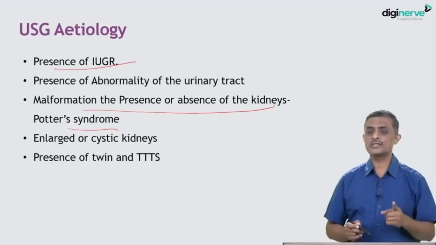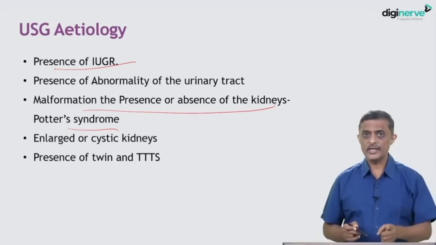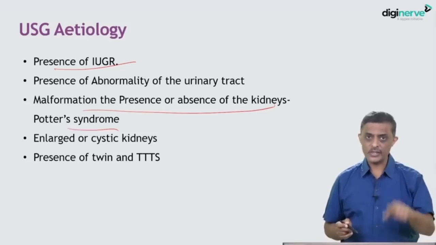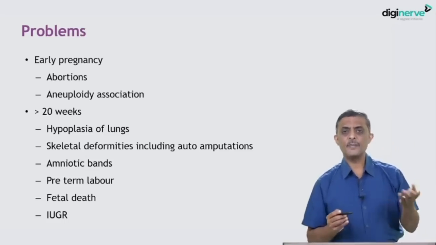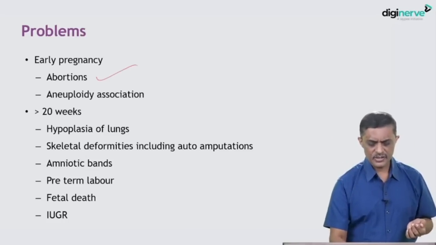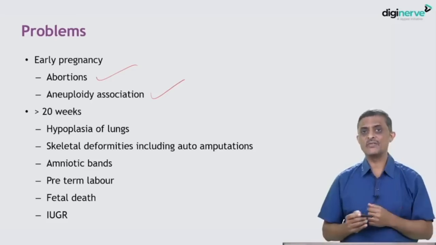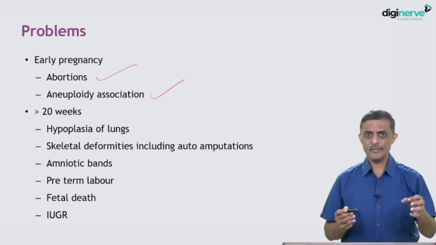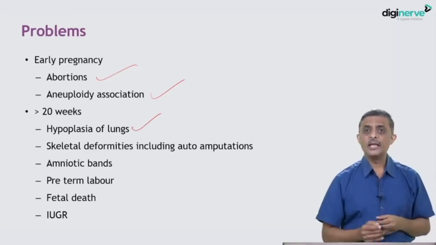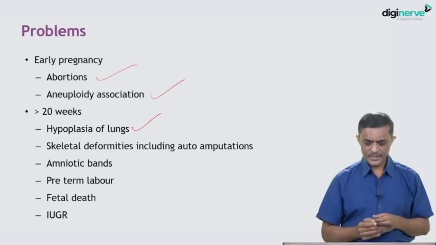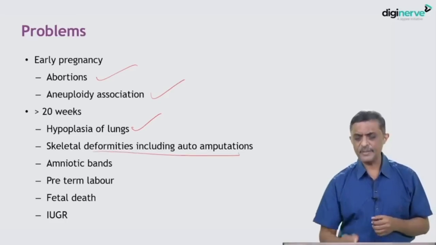So importance of ultrasound in oligohydramnios is it helps to diagnose oligohydramnios. It also helps sometimes to diagnose the cause for oligohydramnios. So what are the problems of oligohydramnios? Early pregnancy, it can result in abortion because of the association with aneuploidies, right? That is the commonest cause for abortion. More than 20 weeks, it causes pulmonary hypoplasia. It can cause skeletal deformities.